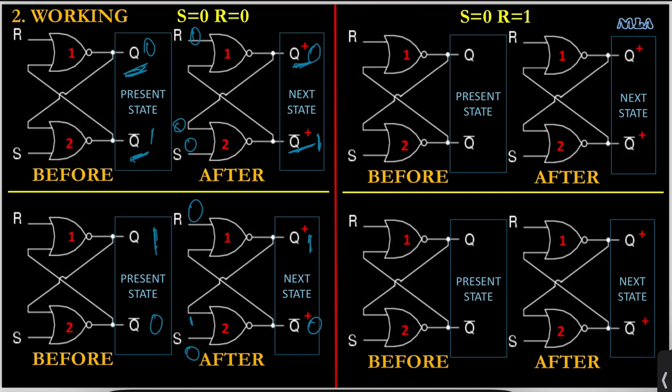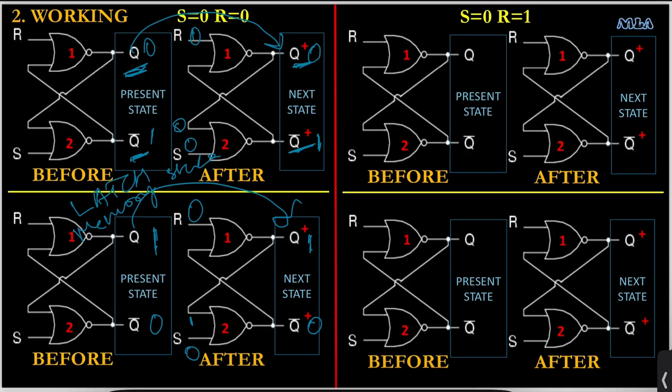So now in this part, what we observe is that when you apply S equal to 0, R equal to 0, output Q plus is going to be the same as the input Q. So if Q is 0, output Q plus will be 0. If Q is 1, output Q plus will be 1. So this is called the latch state or memory state of the SR latch. Latch state or memory state. Okay, now let's move on to the second part.